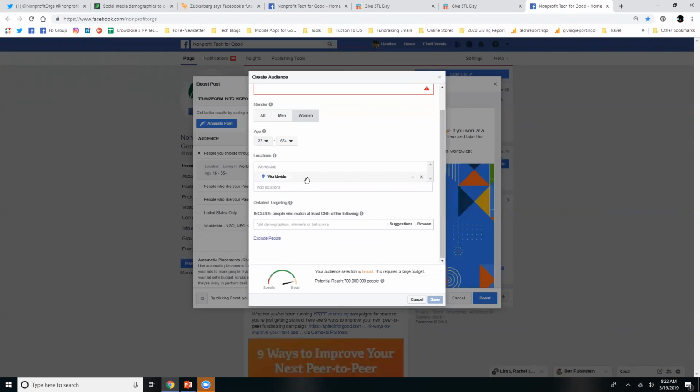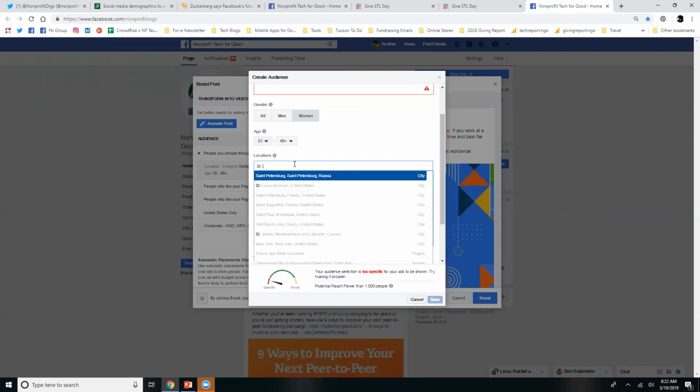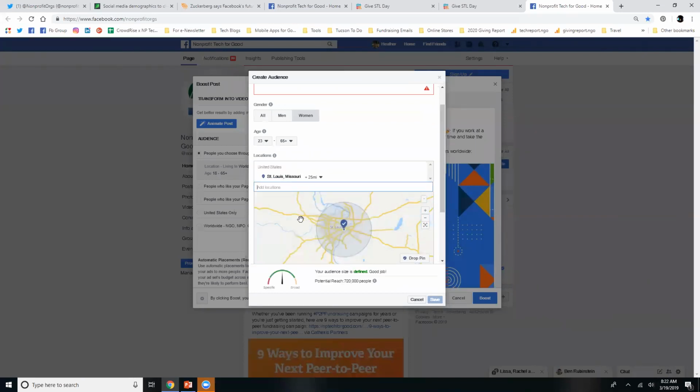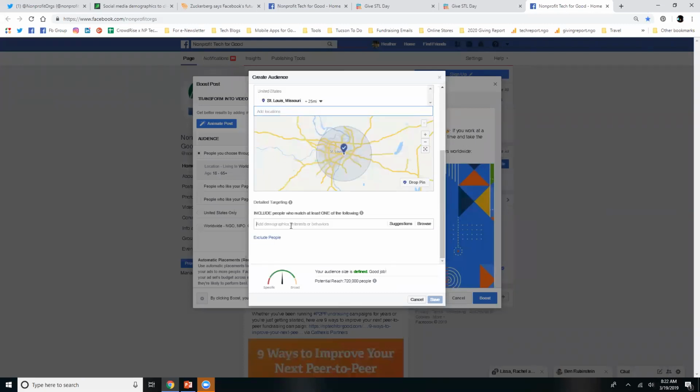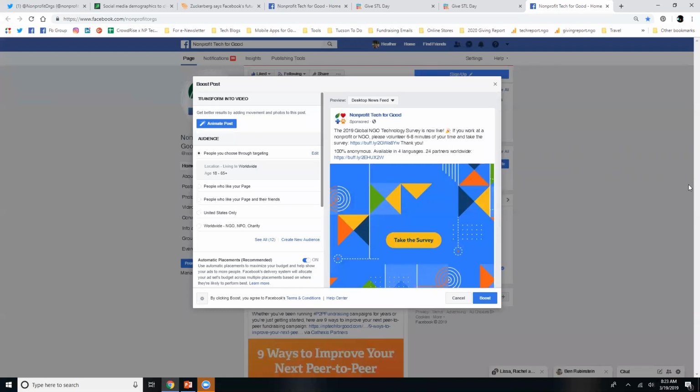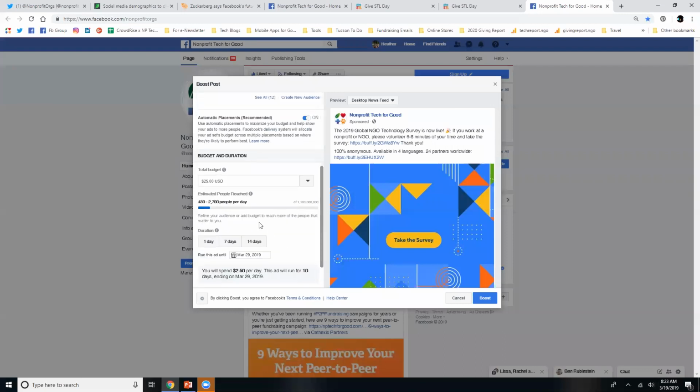You can get rid of worldwide. Maybe you just want to target St. Louis, so you can pull in St. Louis, Missouri, or St. Charles County. You can go down and find demographics, interests and behaviors. Let's say you're 10th Life and people like cats, so you can add cats. Let's say people are interested in animal welfare. This way it targets the ad specifically to people within 25 miles of St. Louis who have shown through their interaction on Facebook that they have an interest in cats or animal welfare. You can set a budget.